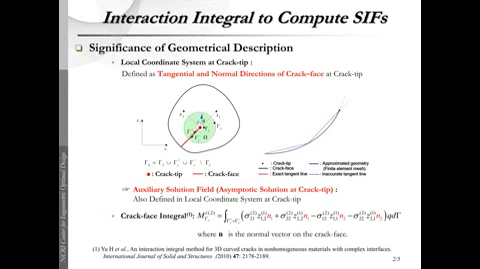The auxiliary solution field, which is a crack tip asymptotic solution, is a function of crack tip local coordinates r and theta. In the right figure, the black line indicates the crack face and the blue line the approximated geometry, which is the FE mesh. Also, the red line is an exact tangent line at the crack tip, and the blue dotted line is an inaccurate tangent line from the FE mesh.